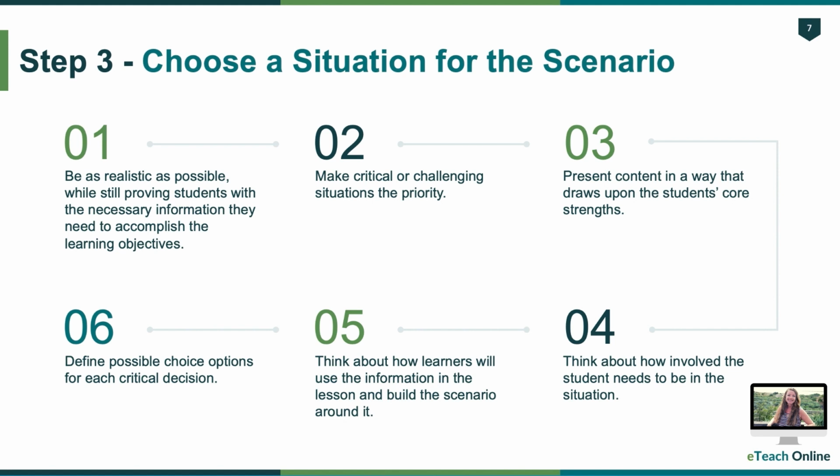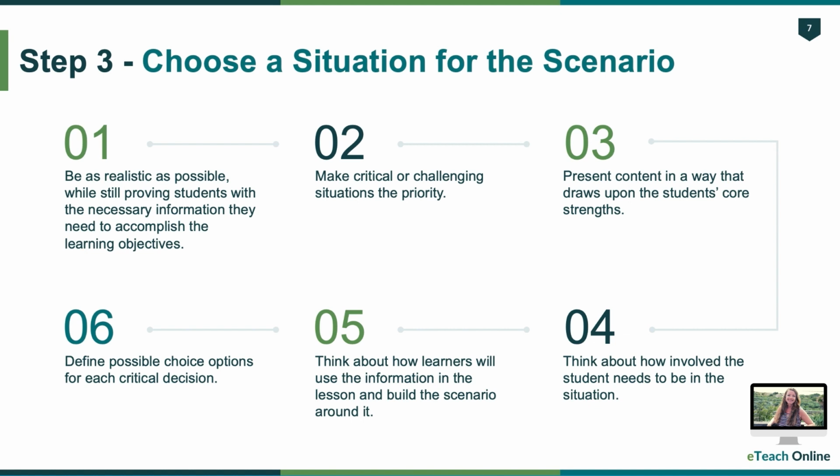The next step is to understand how you should choose a situation and turn it into a scenario. Here are some suggestions. Scenarios need to be as realistic as possible, while still providing students with the necessary information that they need to accomplish the learning objectives. Include elements that are going to provide your learners with the most benefit and develop the necessary skill sets, but try to avoid adding any extraneous information or multimedia that will distract them from the overall goal.